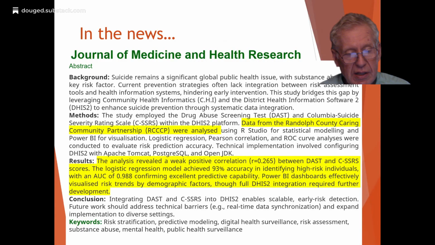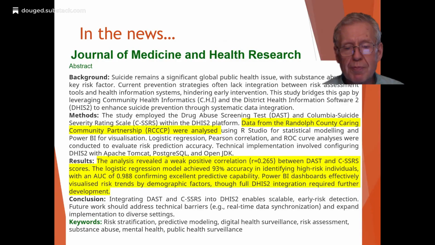But the second part of the analysis, it says here, the logistic regression model achieved 93% accuracy in identifying high-risk individuals with an AUC, area under the curve, of 0.988, confirming excellent predictive capability. That means that when you saw high values in both the DAST and the CSSRS, that had a high correlation with people who attempted suicide in the last year.